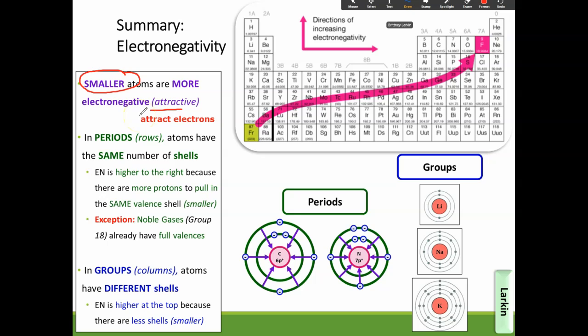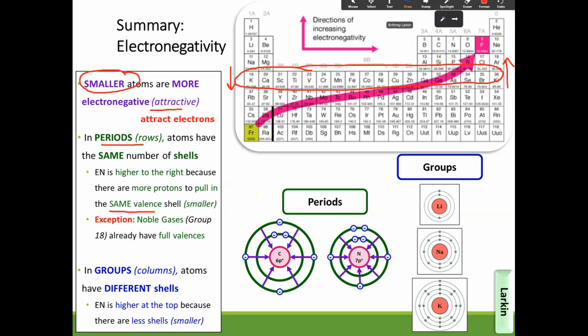Okay, so taking a look here, we talked about both electronegativity in groups and in rows, in periods. In periods, which are the rows going from left to right, as you go towards the right, your electronegativity actually increases. So the further you are to the right, the higher your electronegativity, whereas at the left side, much lower. The reason for this is because everybody in the same row has the same valence shell. They all look identical in terms of their valence shells.